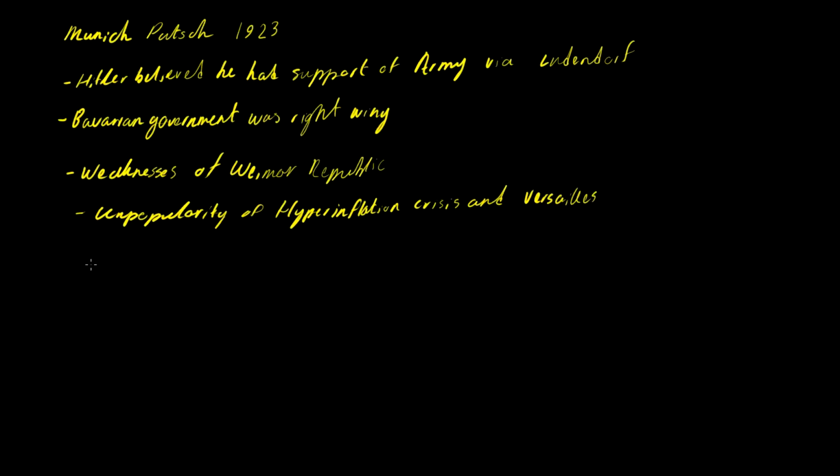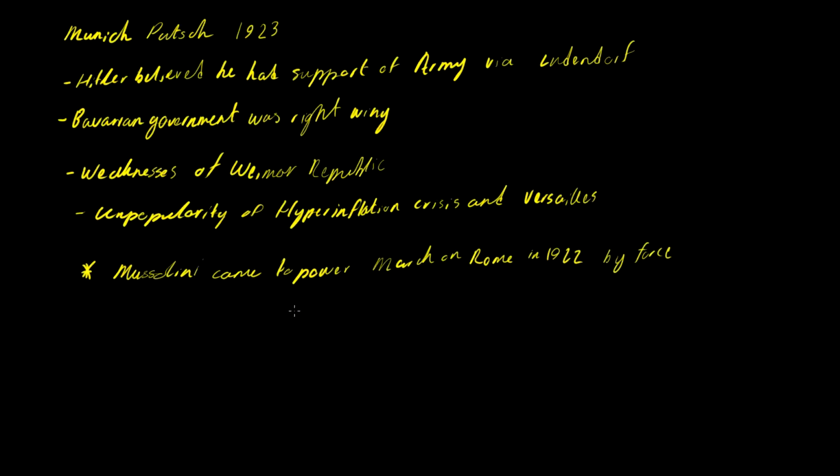Another reason Hitler carried out the Munich putsch is because Mussolini actually came to power in Italy in 1922. So Mussolini, the Italian dictator, came to power via the March on Rome in 1922, and this was by force. So this actually inspired Hitler. He thought he could do the same.